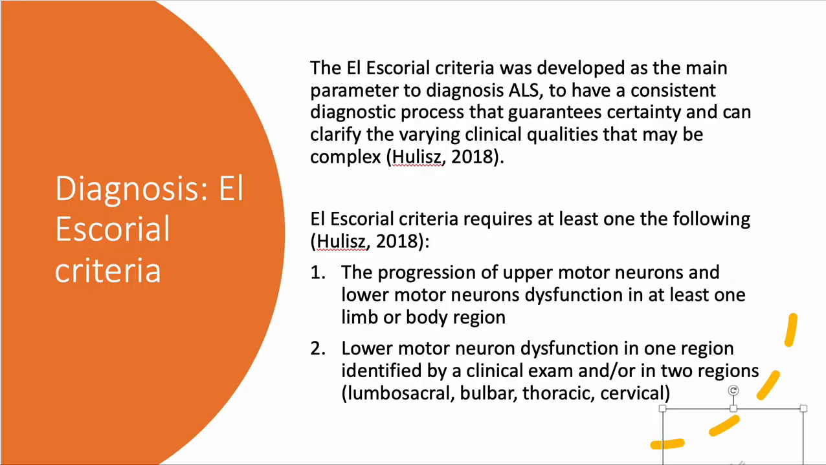The diagnosis uses the El Escorial criteria, which was developed as the main parameter to diagnose ALS, to have a consistent diagnostic process that guarantees certainty and can clarify the varying clinical qualities that may be complex. El Escorial criteria requires at least one of the following: the progression of upper motor neuron and lower motor neuron dysfunction in at least one limb or body region, or lower motor neuron dysfunction in one region identified by a clinical exam and in one or two regions: lumbosacral, bulbar, thoracic, or cervical.